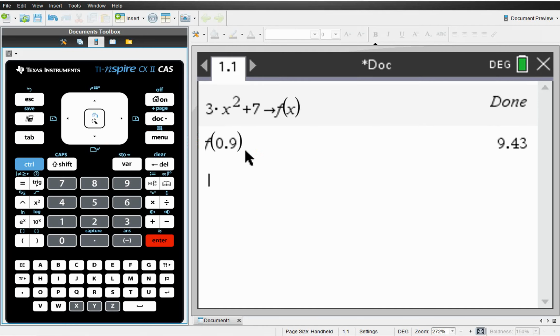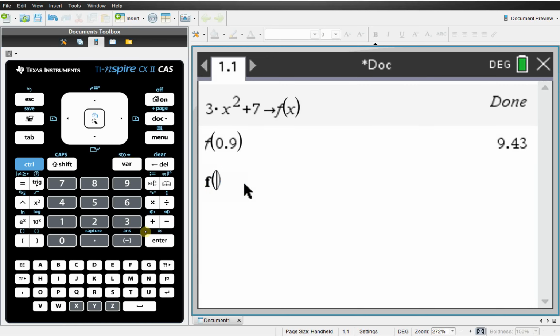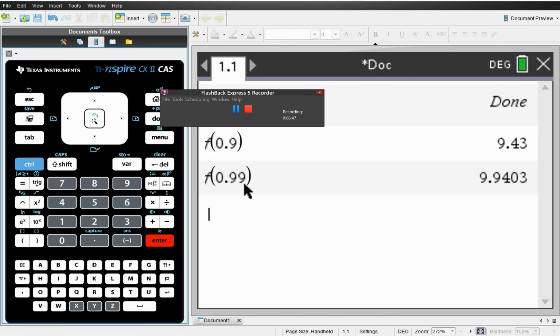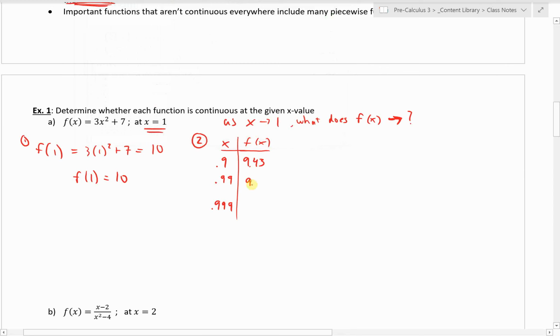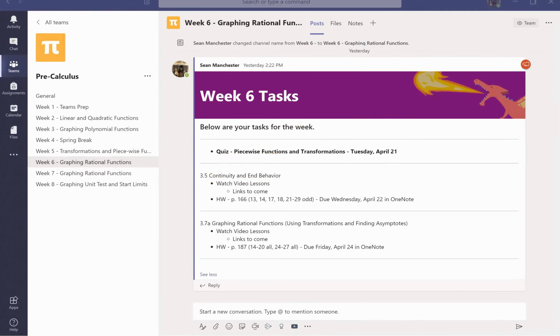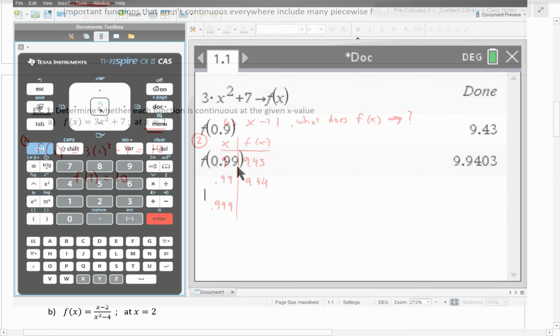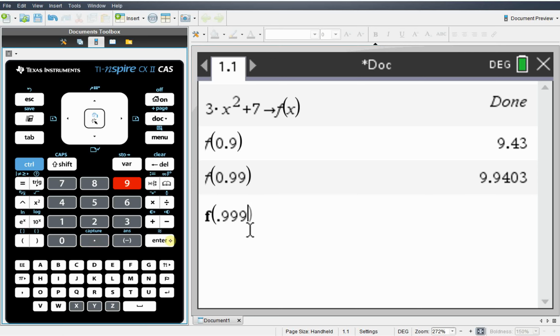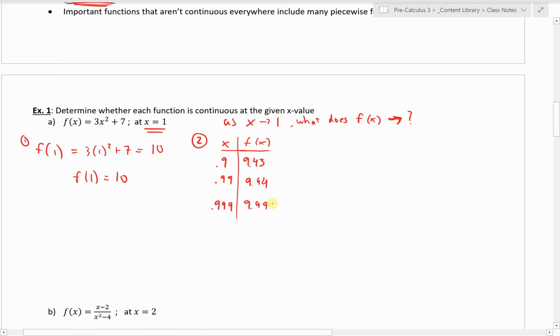Now I need to do f at 0.99. So I can do f at 0.99. I get 9.94. Then I can do f at 0.999. I get 9.994. And you might be catching on to a pattern here. It certainly looks that as x goes toward 1, that f of x is going toward, hopefully it's clear that it's going toward 10.